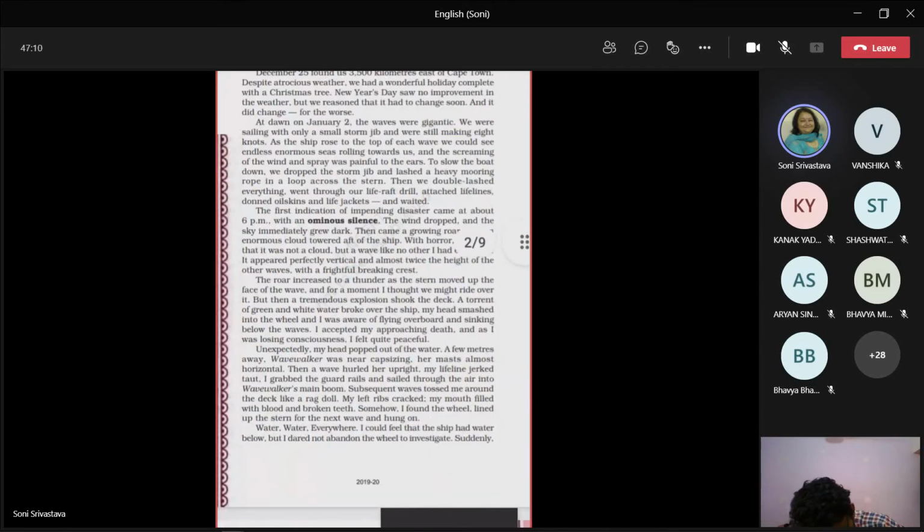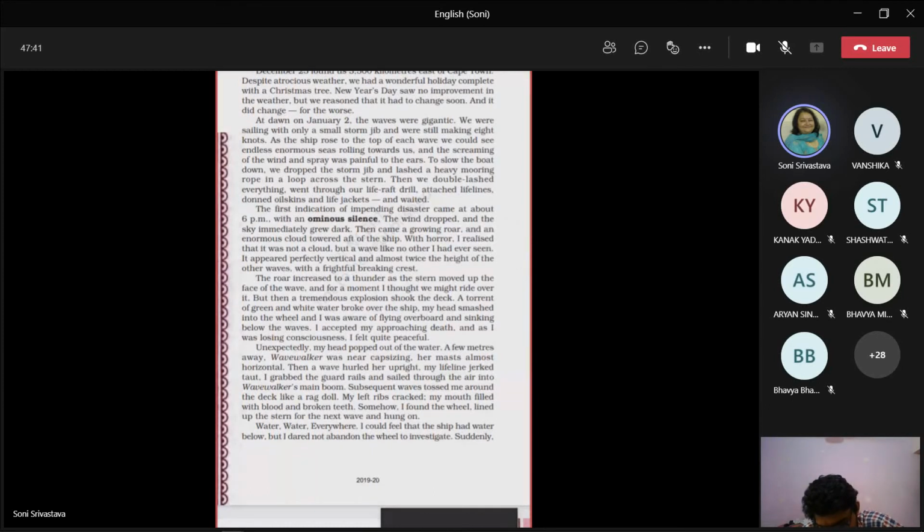Unexpectedly, my head popped out of the water a few meters away. Wave Walker was near capsizing, her mast almost horizontal. Then a wave hurled her upright. My lifeline jerked taut. Jerked taut means it wasn't in a good condition, it was not very well balanced, it was a miserable state that this guy was in. Capsizing means going to sink. Her mast almost horizontal. Then a wave hurled her upright.